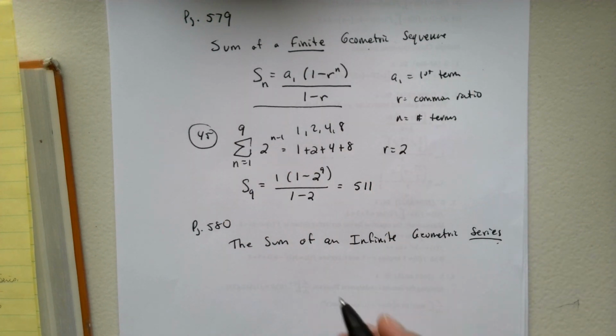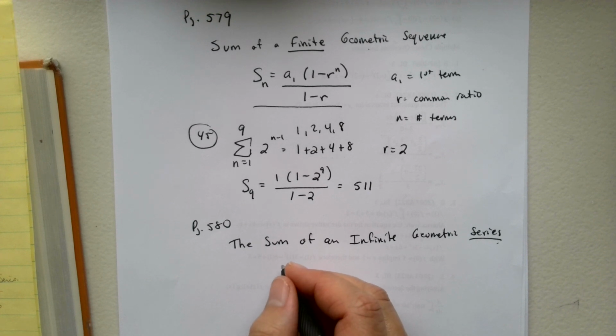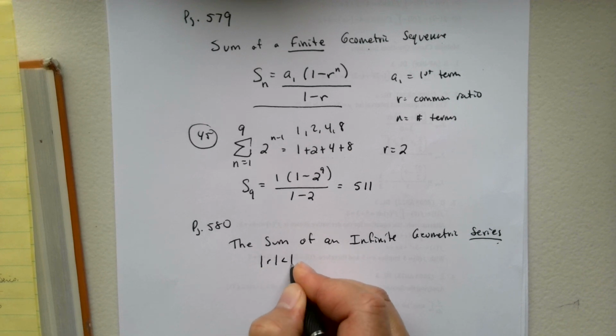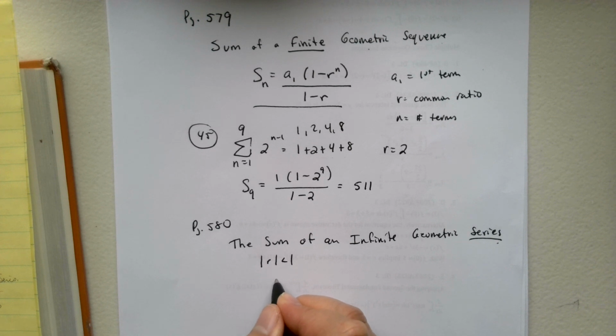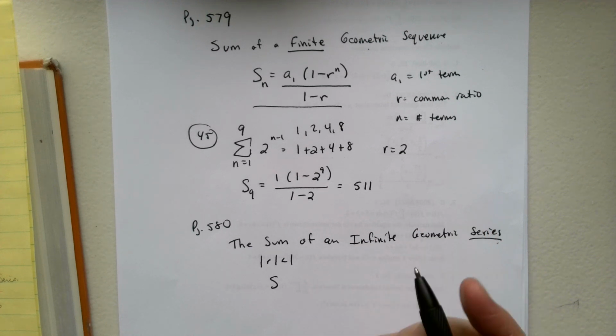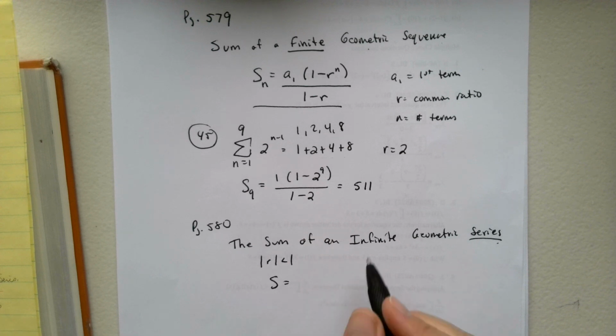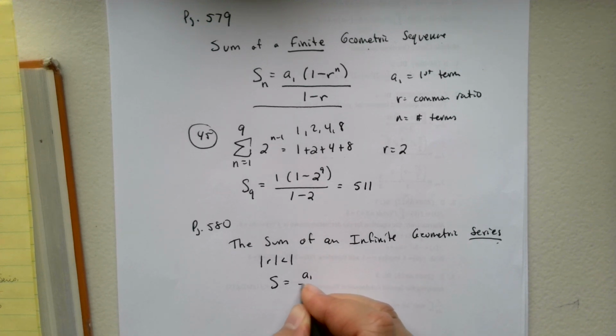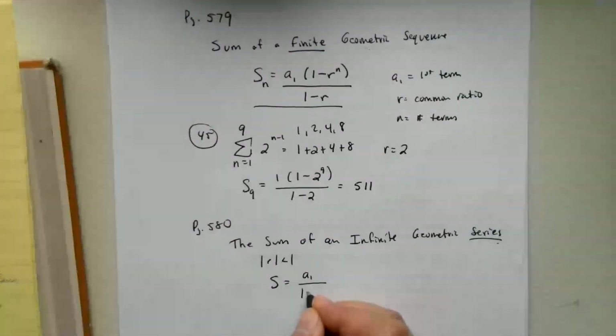Okay? Anyway, the formula says that, first of all, your ratio has to be less than 1. And we'll talk more about that in a minute. And if you want the sum, you are not going to have an n term because it's infinite. But if you want the sum of this infinite geometric series, you're going to take the first term and divide it by 1 minus r.